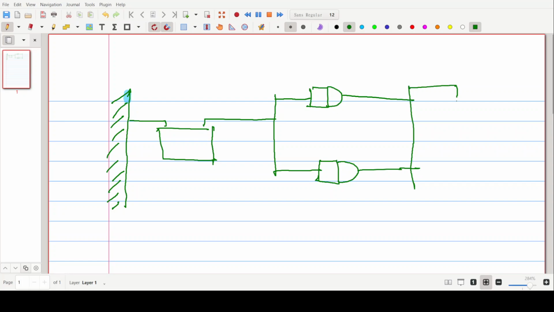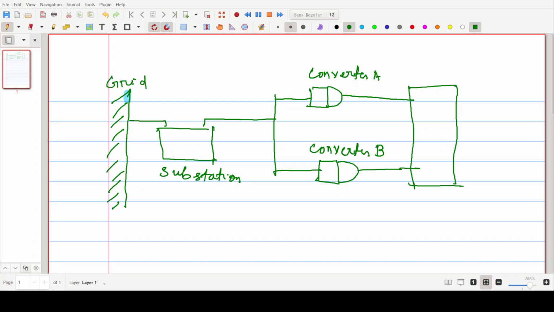So this can be a typical EV charging station or special purpose machine. Okay, so here it is, we'll say this is converter A, and this is converter B, and this is the substation, and this is the grid. Okay, and this can be a special purpose machine or EV charging. Okay, anything.